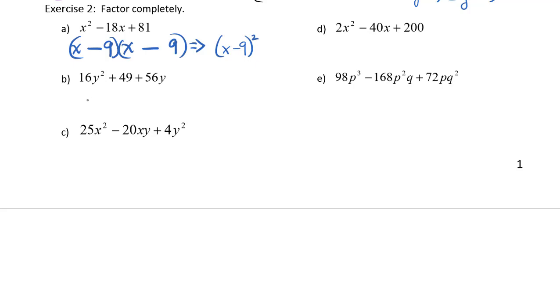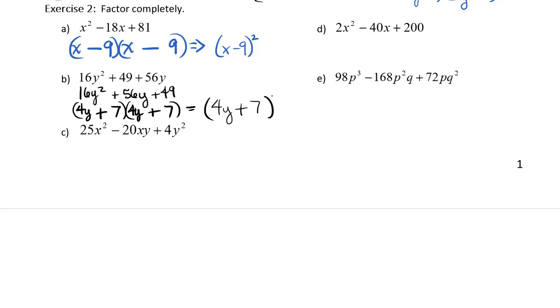In part B, I have 16y squared plus 49 plus 56y. I'm going to rewrite this in a different order: 16y squared plus 56y plus 49. Now it's in descending order of exponents. I'll factor it because 16 and 49 are both perfect squares. So I'll have a 4y and a 4y. That'll give me 16y squared. And 7 and 7. That will give me the 49. Since the middle term is positive, I will use positive signs in between. So my perfect square trinomial factors to 4y plus 7 quantity squared.